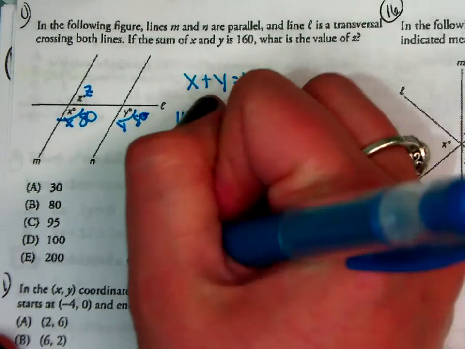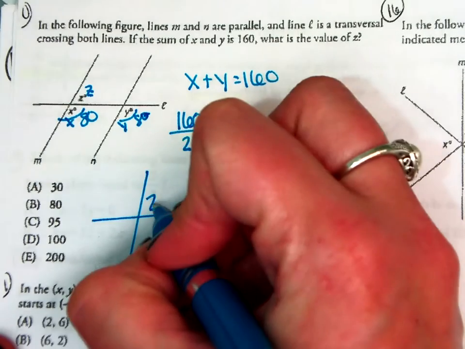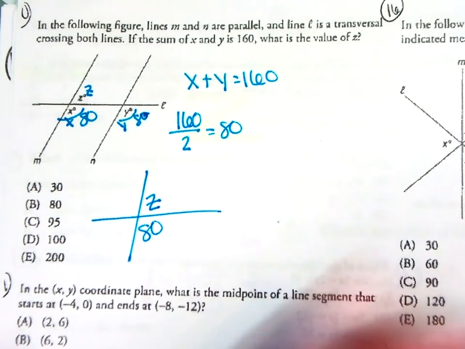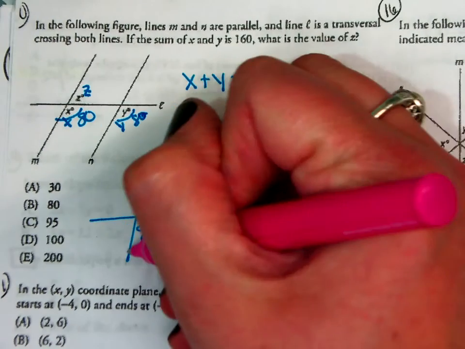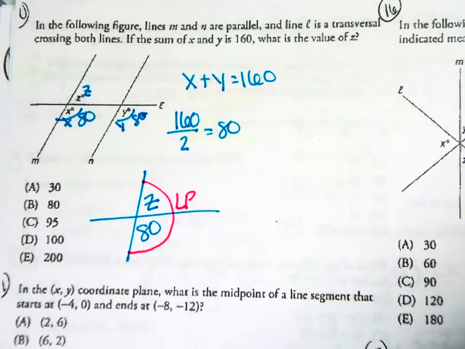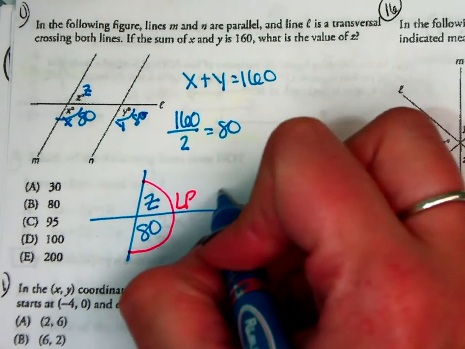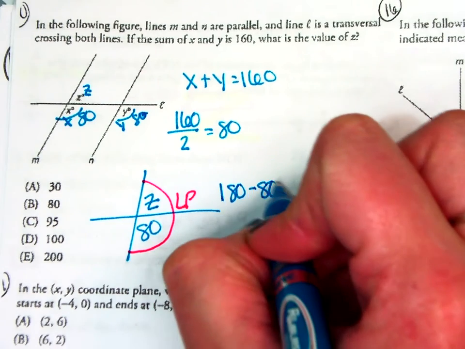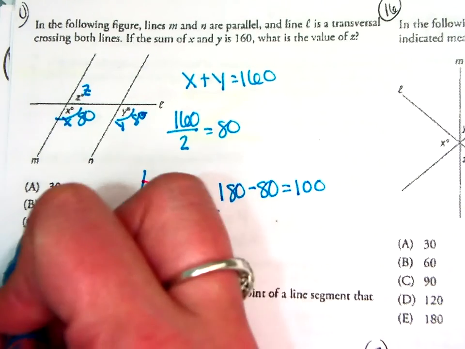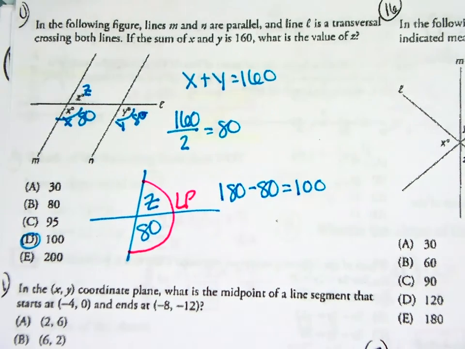So now I'm going to kind of redraw this picture. I'm looking for my Z value. I know that this is 80. So my mind should go, hey, that's a linear pair. They form a straight line. So linear pairs add up to 180. So to solve for Z, I do 180 minus 80, which is 100, option D. So this problem requires that you know what corresponding angles are, as well as recognizing linear pairs.